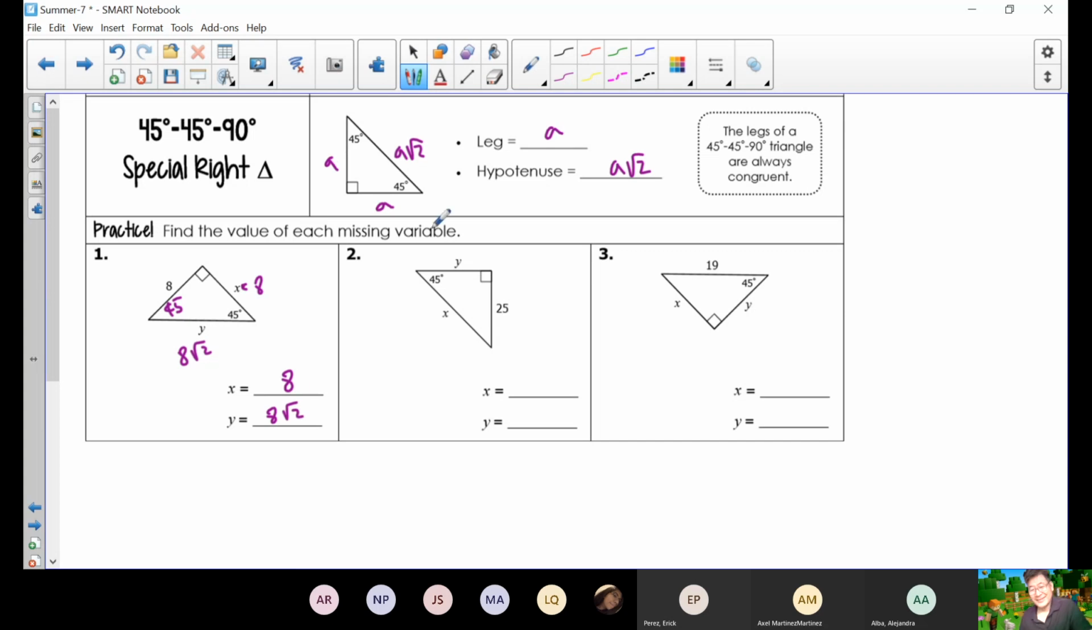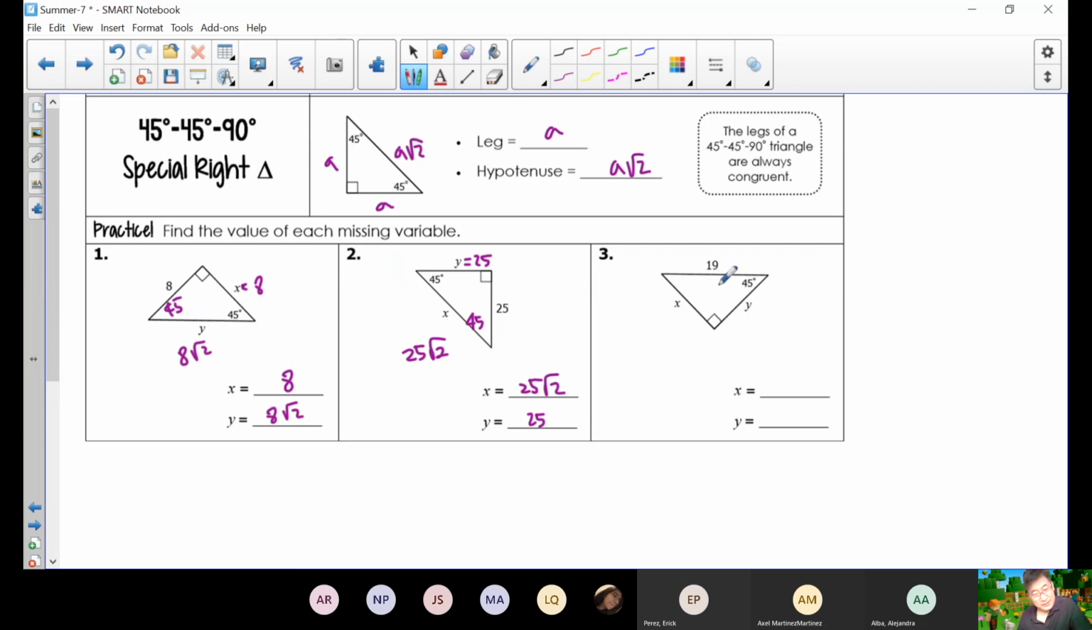Is it complicated? 45 here. So it's isosceles, right? 45, 45. So this is also 25. So I got 25. In that case, x is 25 root 2. Whatever the number is, the legs are all the same. Only the hypotenuse, you put root 2.